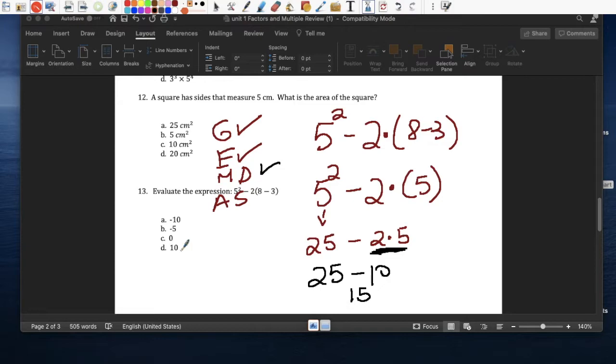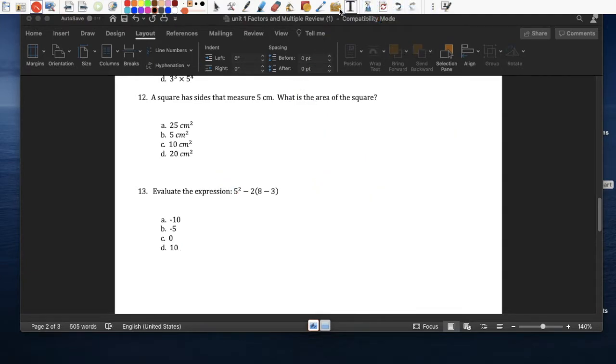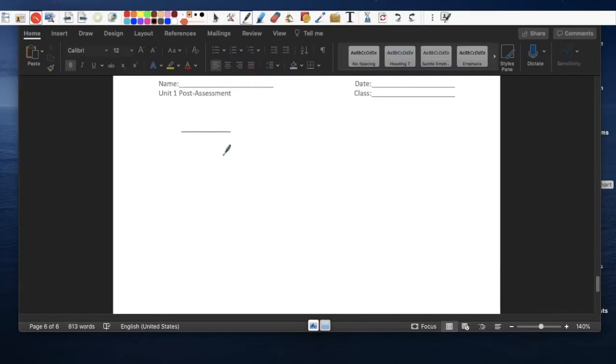All right, so 13 should be, and you know what? 13, I'll make it C. Okay, 13, I'll make it C. So 13, C, 15, I'll change that later by the time you get this. Okay, 13 is going to be C. 14.